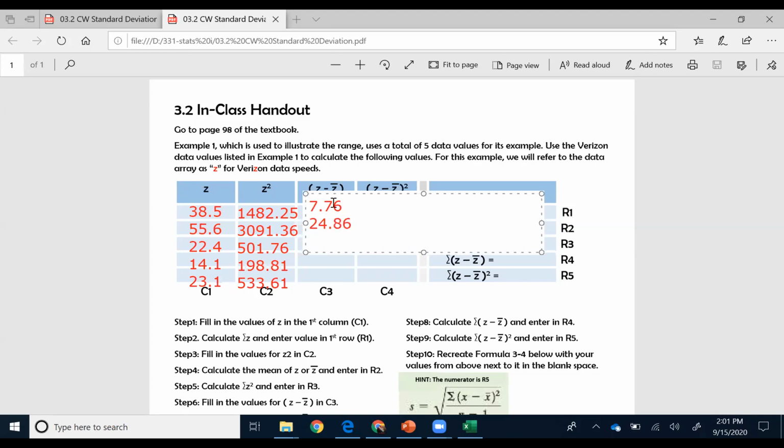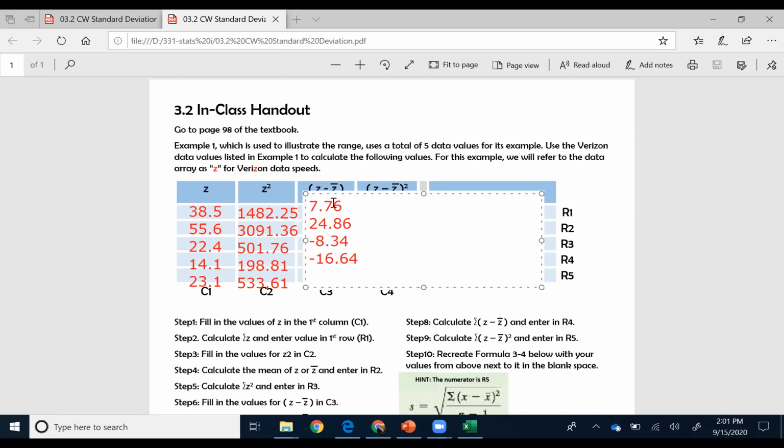Wait, can you repeat that? I'm sorry. You know, I stole it from what you put in chat. Don't worry about it. All right. Nyrese, 22.4, when we subtract it from 30.7, the mean, we get a value of what? Can you hear me? Okay. Now I can. Negative 8.34. Okay. Deja, when we take 14.1 and we subtract it from the mean, what value do we get? Negative 16.64.